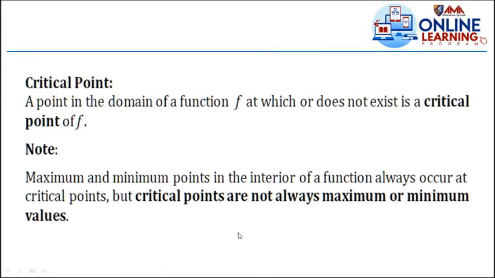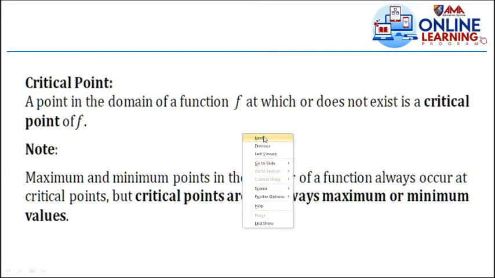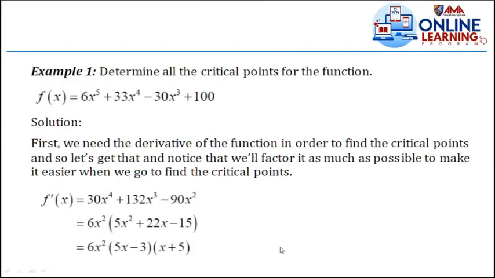So we already discussed derivatives 1, derivatives 2, and derivatives 3. By this time, we have the applications of derivative 1. So this is now your example number 1. Determine all the critical points for the function f of x equal to 6x to the 5th plus 33x to the 4th minus 30x cubed plus 100.